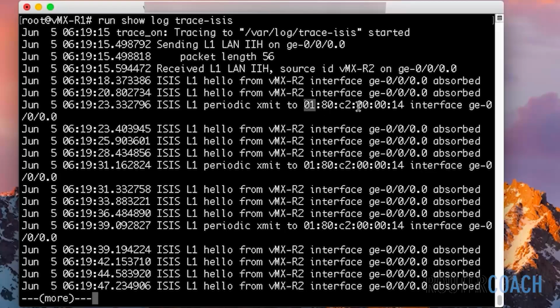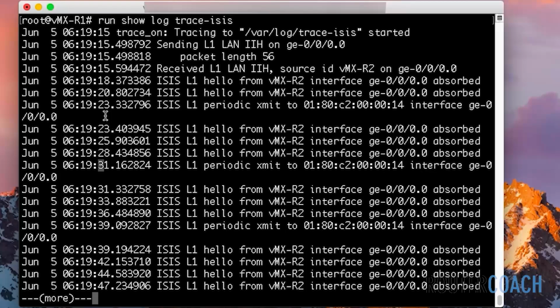But anyway, we know that it's 01 80 C2 00 00 14, and if it was being sent to level 2, that would be 15. And we can also see that it's being sent every, what is this, 23, and the next one is 31. So it says in the documentation every 9 seconds, but it will be less than 9 seconds because it's a random number less than 9 seconds because it tries to avoid the synchronization rule.